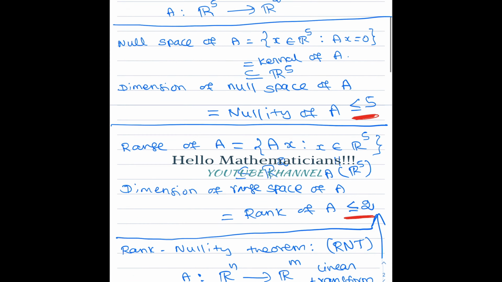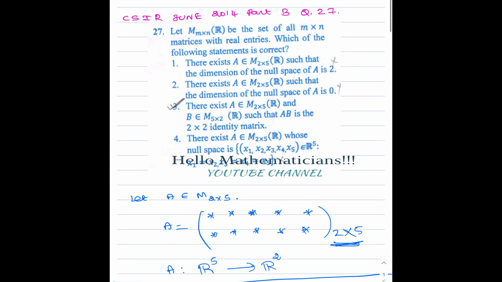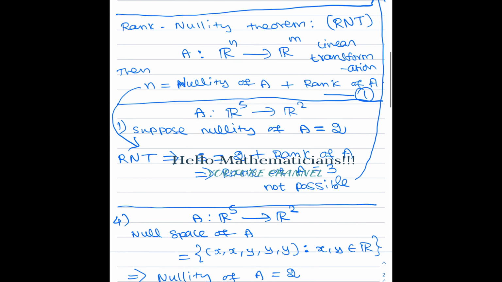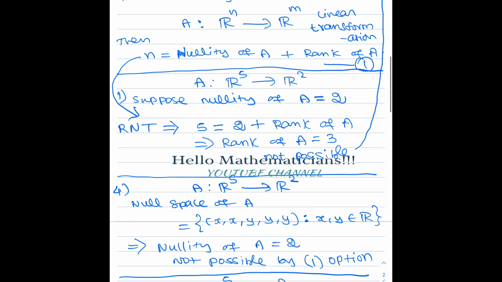Okay, so let's first review the first option. In the first option, they are saying that there exists a 2 cross 5 order real matrix such that its null space has dimension 2. Or equivalently, there is a 2 by 5 order real matrix whose nullity is 2. So we assume there is a matrix. 2 by 5 matrix means it is a linear transformation from R power 5 to R2. We assume that suppose the nullity of A equal to 2.